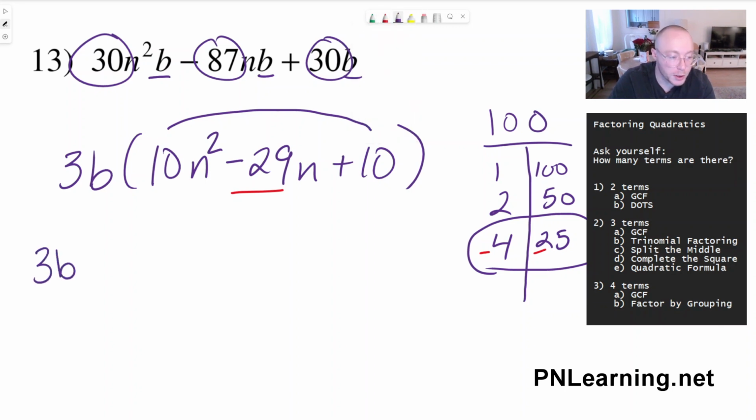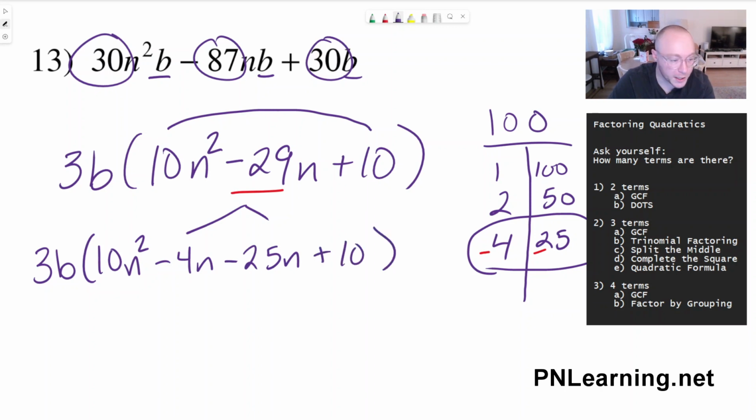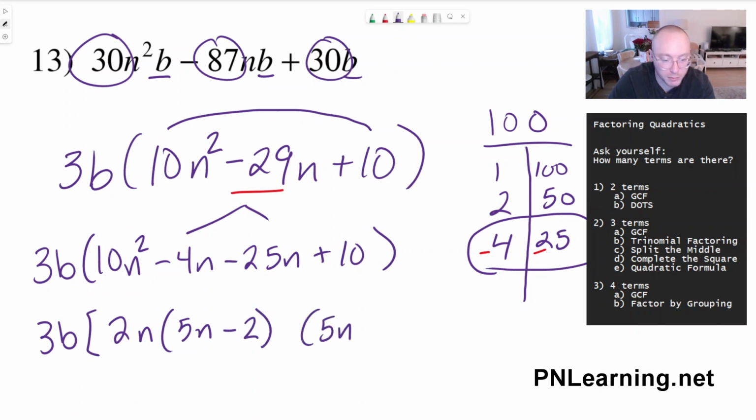So 3b will be brought down. We have 10n squared being brought down. And we're going to split this middle in two. Let's see, minus 4n and minus 25n plus 10. And let's bring 3b down again. And let's see, what is our GCF for 10n squared minus 4n? Looks like we're going to be able to take out a common factor of 2n, which will leave us with 5n minus 2. Over here, if we want to get left with the same thing, 5n minus 2, we would have to take out a negative 5.